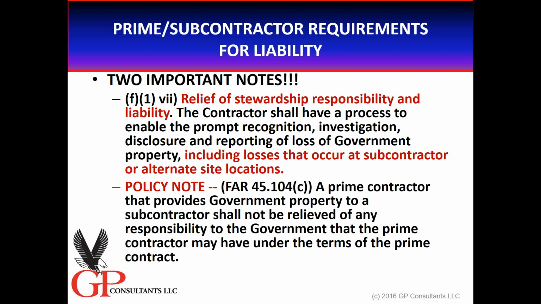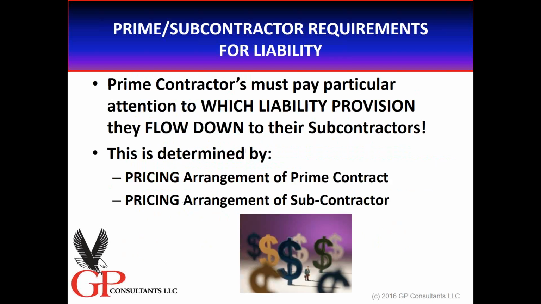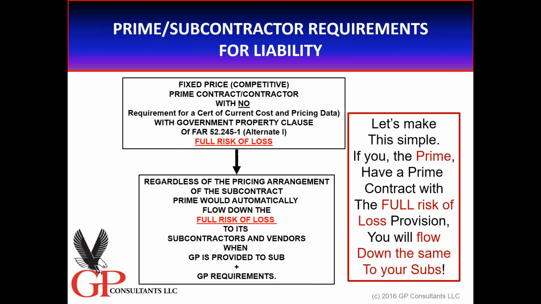A secondary part of that, which is not explicitly stated, is that it doesn't change the prime's risk of loss. If the prime has limited risk of loss, even if they provide that property to a subcontractor, the prime retains the limited risk of loss vis-a-vis the sub being held to a different standard. And I need to work that out for you within this next section. So, prime, you have to pay particular attention to which liability provision you flow down to your subs, because it's determined by the pricing arrangement of the prime, what you get, and the pricing arrangement of the subcontract. So are you ready? Here we go.